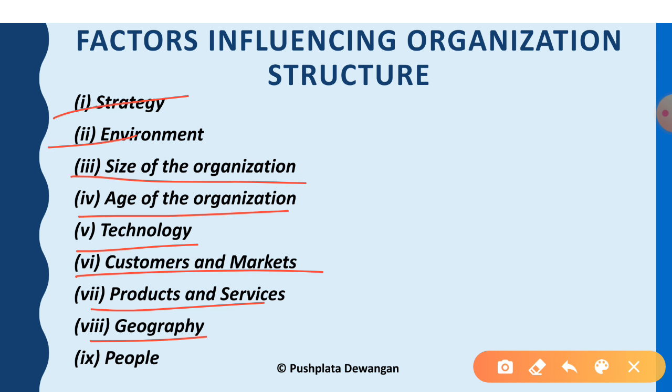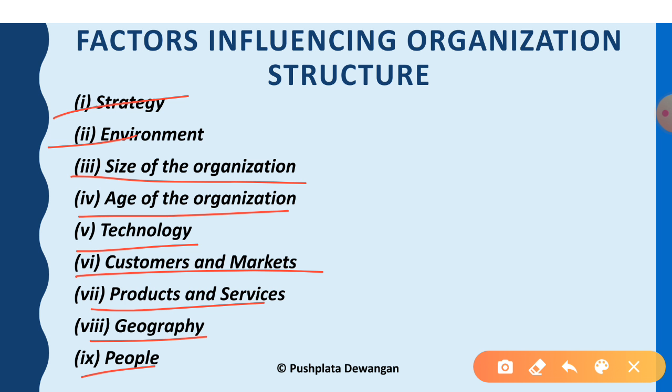Next is geography. The geographical spread of a business influences structure primarily due to the need to be close to the raw material or the consumer. So, where there is a considerable degree of geographical distribution, there is likely to be more need for careful coordination and control compared to a single site location.